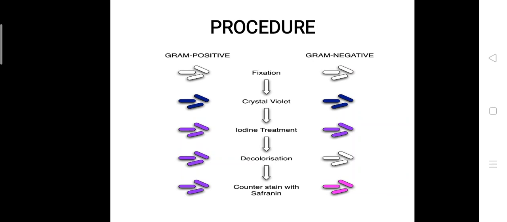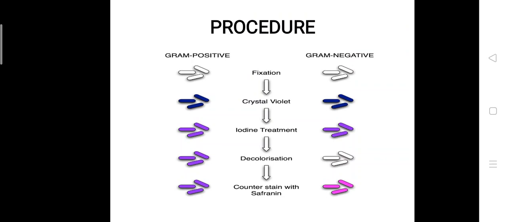Firstly, you have to flood the air dried, heat fixed smear for 1 minute with crystal violet staining reagent. Then remember, the quality of your smear should be good. It should not be too thick, it should not be too thin. Then you wash the slide in a gentle and indirect stream of tap water for 2 seconds. Then again flood the slide with the mordant, that is gram iodine. Then wait for 1 minute. Wash your slide again in tap water for 2 seconds.